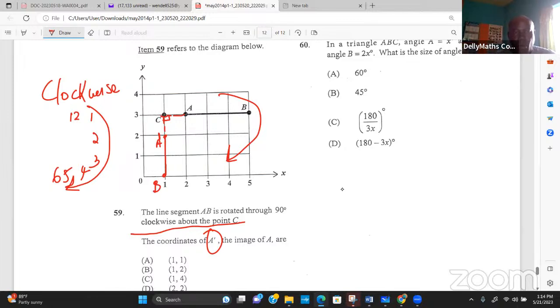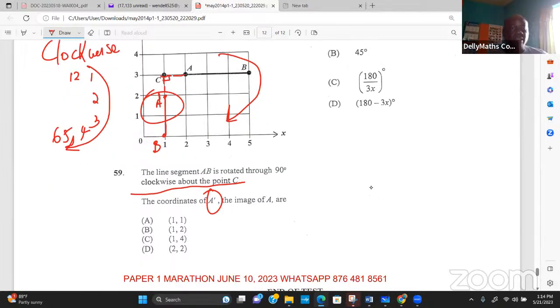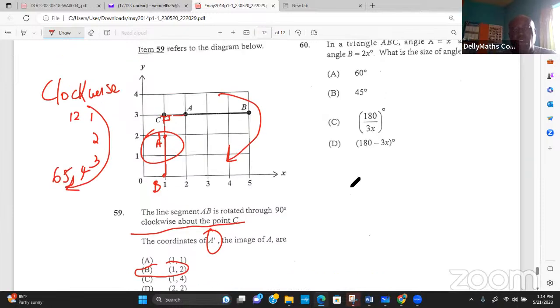So what do they want? They want A. A is, I'm seeing 1, 2, all right? They only want us to find A prime. That's 1, 2, this. That's all they wanted. So you take a look at it. You know where it's going to go. It's a very simple thing here.